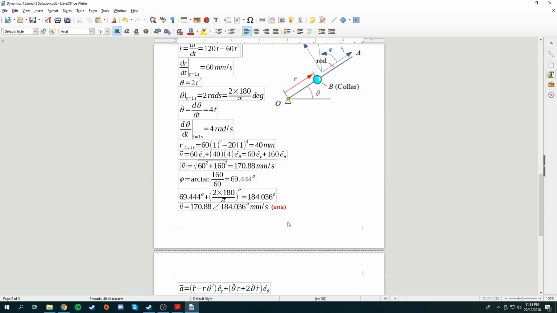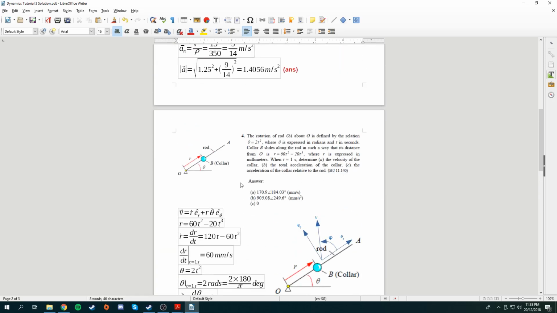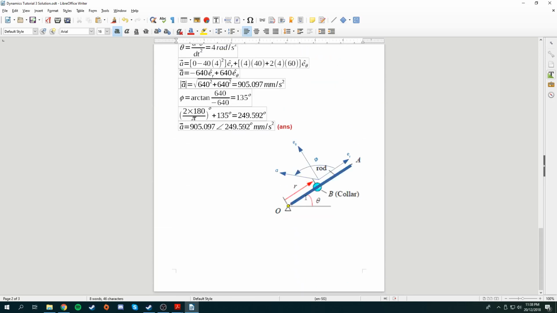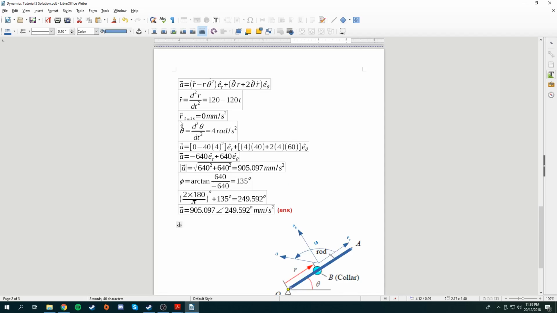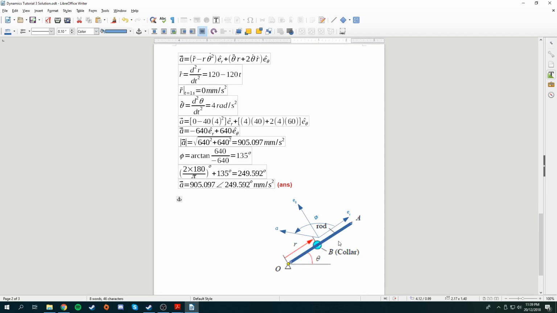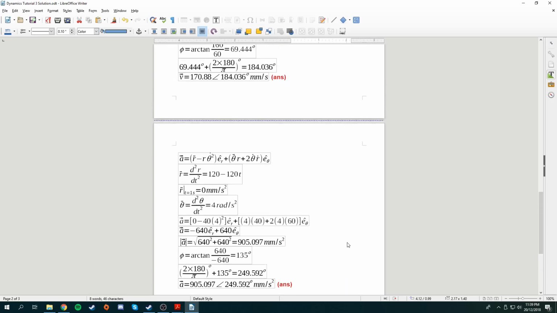Now, the last part of the question, they're talking about the acceleration of the collar relative to the rod. So what does this mean? Take this blue stick over here to be the absolute frame. So you only focus on what is going on along this rod. Will this collar move along this rod? According to our calculation, our r double dot is 0. Therefore, there is no acceleration relative to this rod. Hence, the answer is 0.